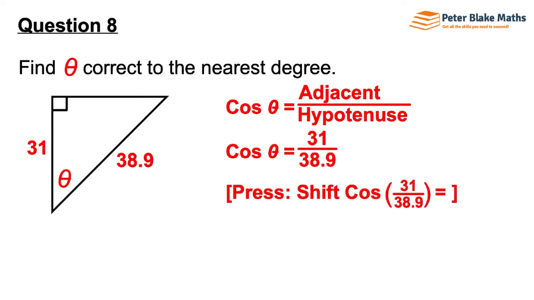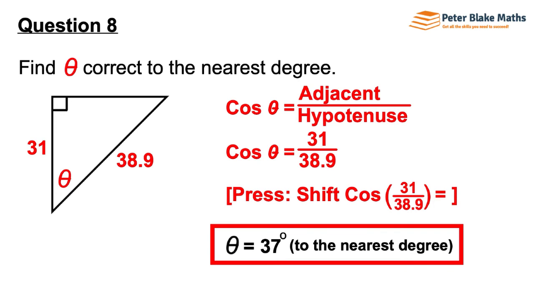Here's where we press shift, cos, and we'll have a fraction of 31 over 38.9, get everything in the right order. We'll have another bracket and then we'll press equals. We're expecting a decent size angle. If you get a 0 type angle, you haven't pressed shift in your process. So we'll run that through the calculator and we should get theta equals 37 degrees once we've rounded to the nearest degree.